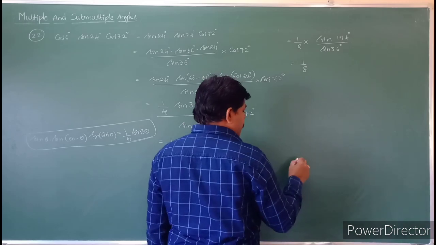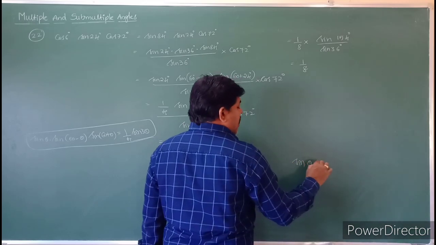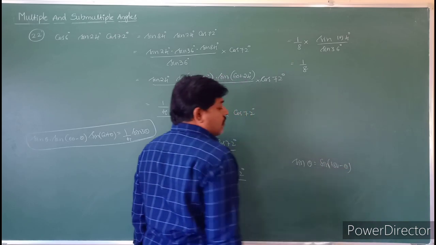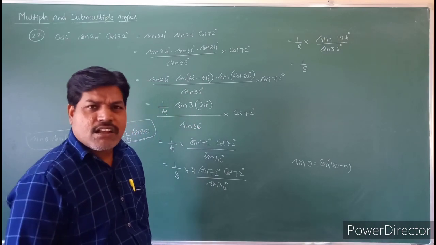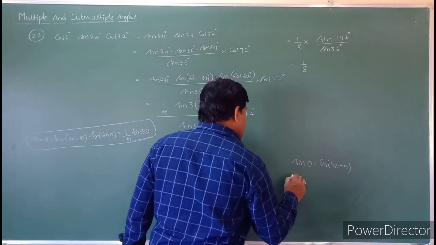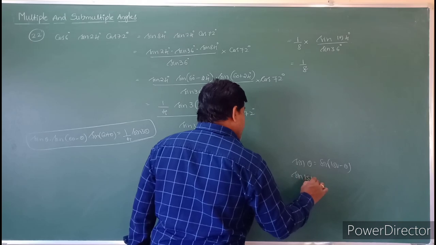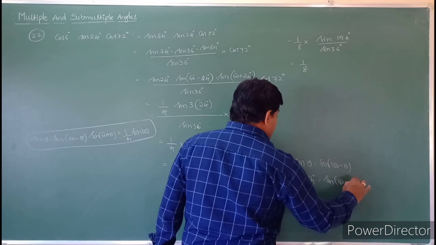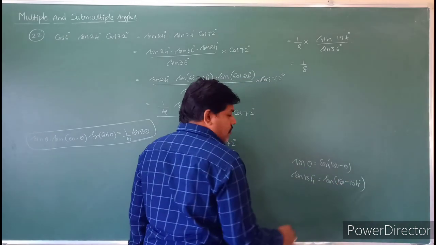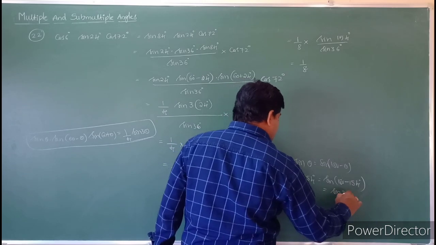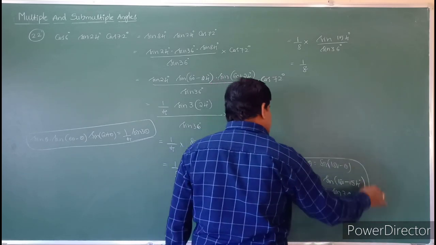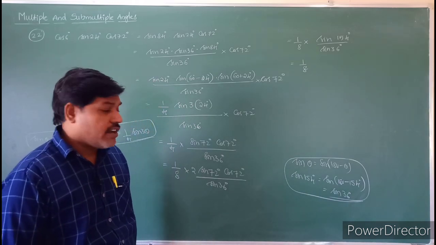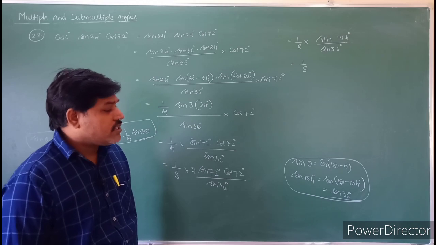So what is the meaning of sin 154? See students, sin theta is equal to sin of 180 minus theta. Sin 180 minus theta is sin theta, yes or no? So this sin 154 degrees you can write as sin of 180 minus 154 degrees, yes or no? So it will become sin 36 degrees. Do you understand that? So that is the value you can take here.